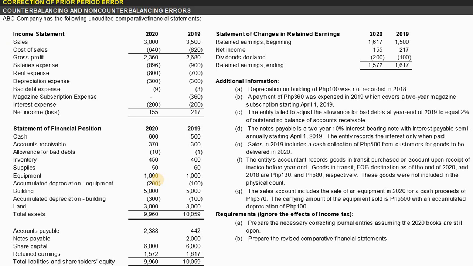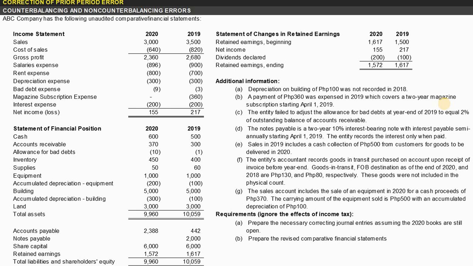So let us proceed to the next error, letter B. A payment of 360 pesos was expensed in 2019, which covers a 2-year magazine subscription starting April 1, 2019. So the 360 pesos is a magazine subscription which covers a 2-year period, which means that the 360 pesos should be expensed during the 2-year term. However, the entity recorded the 360 as expensed in full in 2019.